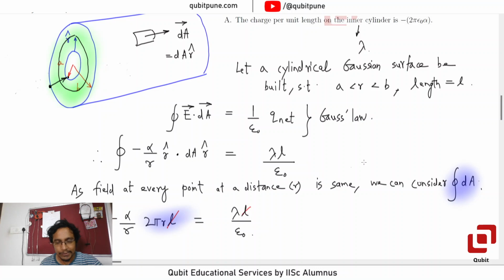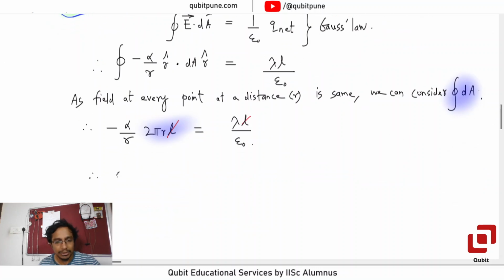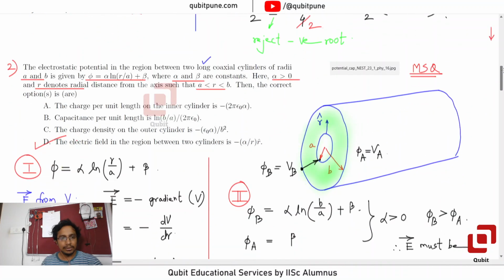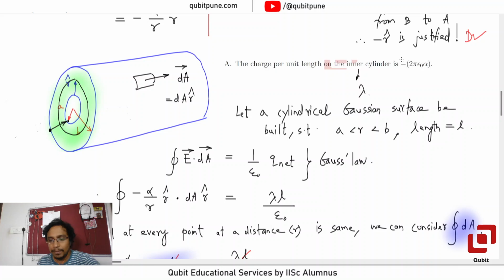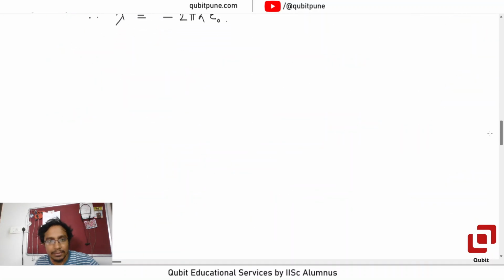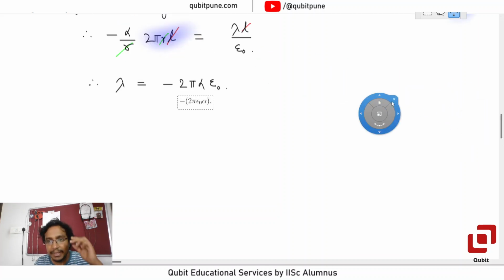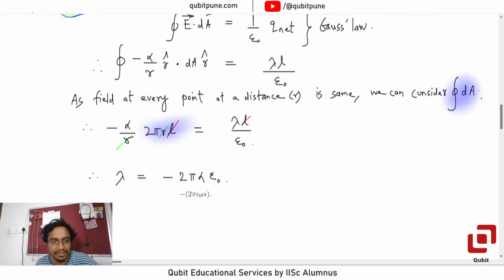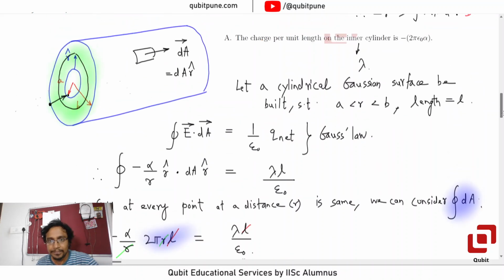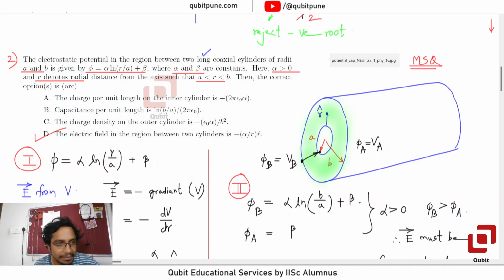L will go, so lambda will be how much? r will also go. Lambda will be negative 2 pi alpha epsilon naught. Does it match with option A? Negative 2 pi alpha epsilon naught. It does match with option A's value, so A is correct.